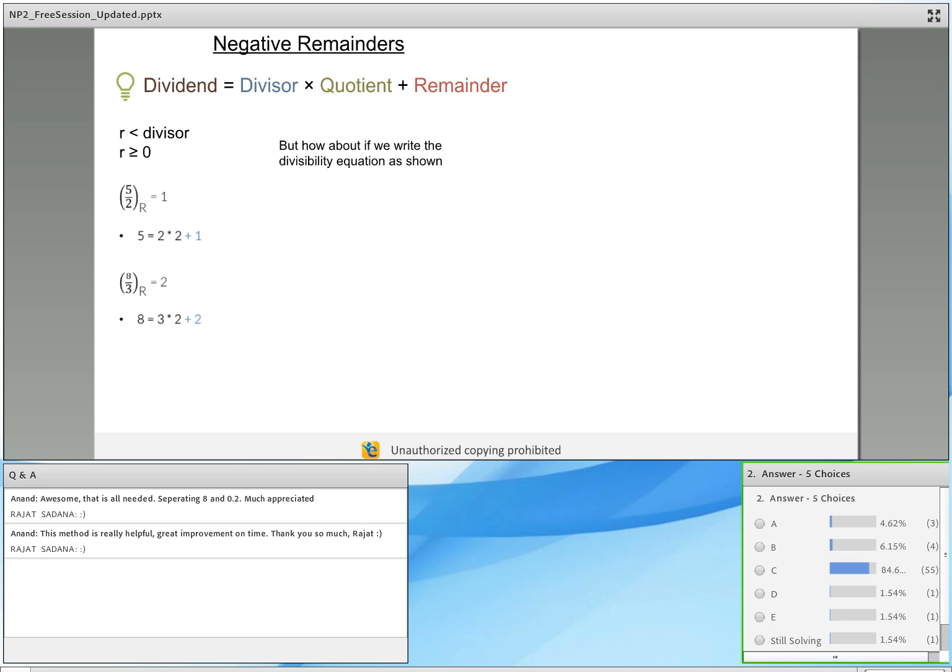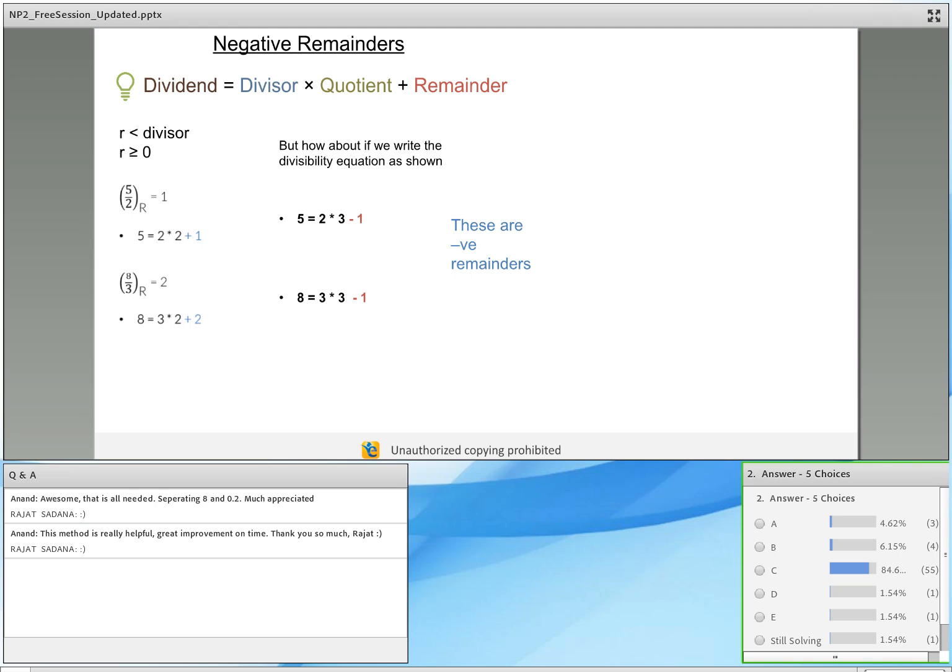But what if we did the same thing and said, hey, how about we write 5 as 2 times 3 minus 1, and 8 as 3 times 3 minus 1. So 5 as 6 minus 1, and 8 as 9 minus 1. And that's also correct, right? I mean, 5 is 6 minus 1 and 8 is 3 times 3 minus 1, and it's still in the form of 3. This is what we call negative remainders.